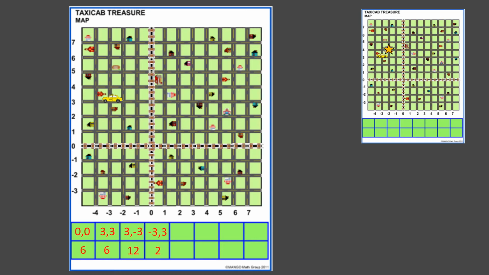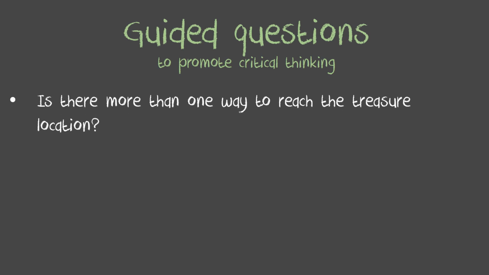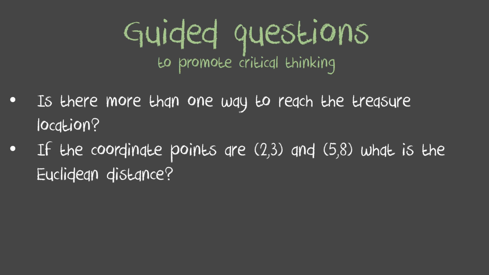to find their location. If this board seems a little too busy for them with the little houses on it, just print out a regular coordinate paper and have them work on that. So some guided questions to promote critical thinking. Is there more than one way to reach the treasure location? There actually should be lots of different ways that they can get there because they have the whole coordinate grid to work with. And if the coordinate points are 2, 3, and 5, 8, what is the Euclidean distance?